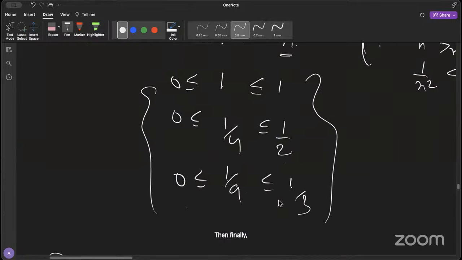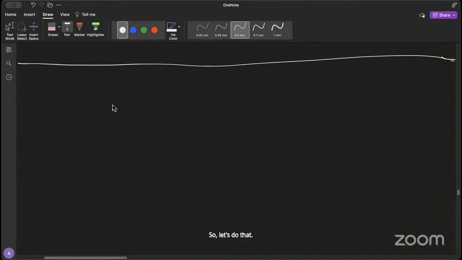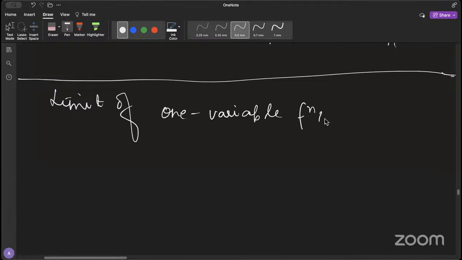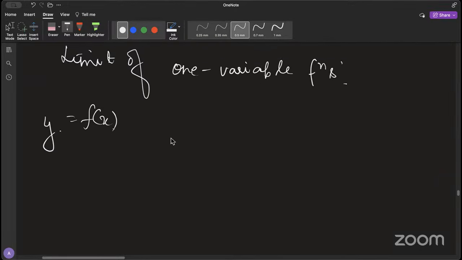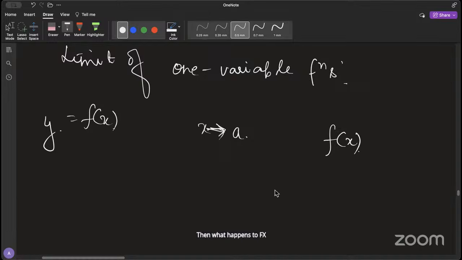Then finally, we have limit of functions. So let's do that. Let's say you have a one variable function, f(x). And the limit simply here means that if your x is going to some point, let's say a is any number, and x is converging to a. That means if x keeps getting close to a, then what happens to f(x)? Where does my f(x) go?